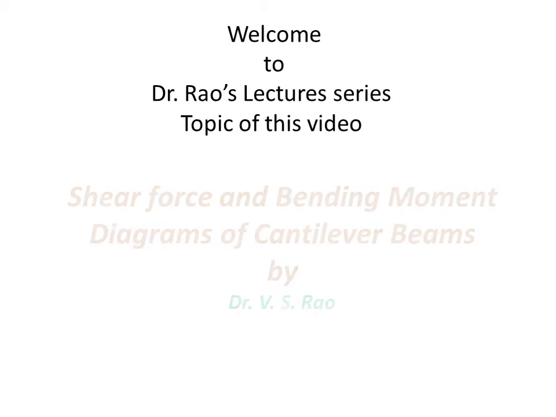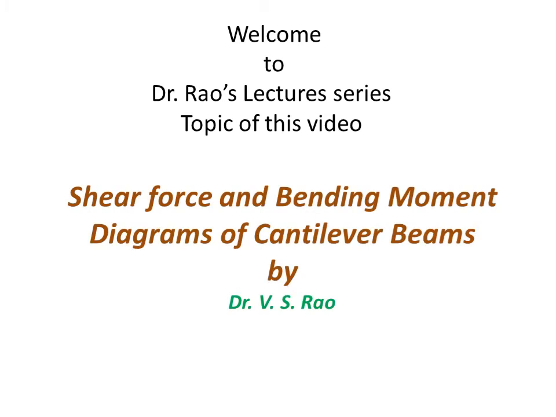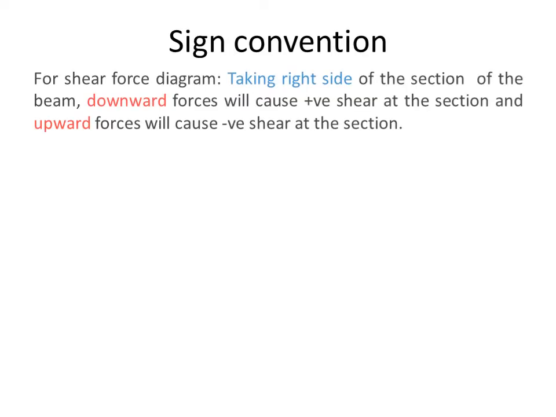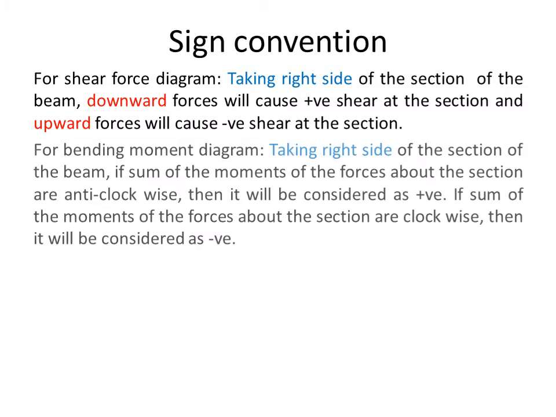Topic of this video: shear force and bending moment diagrams of cantilever beams. Sign convention that is followed for shear force diagram. Taking right side of the section of the beam, downward forces will cause positive shear at the section and upward forces will cause negative shear at the section.